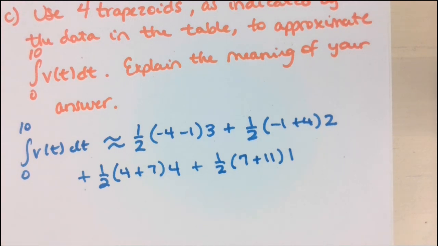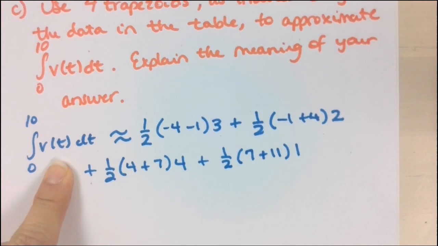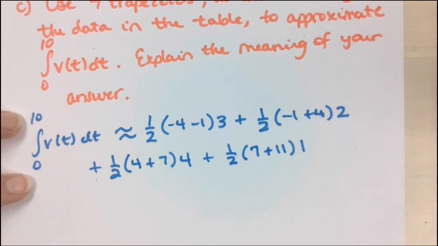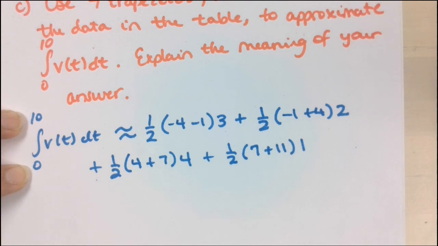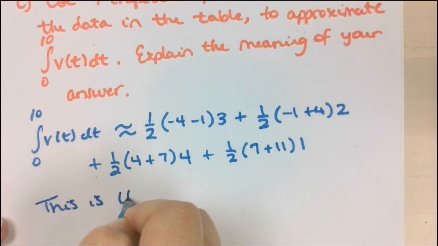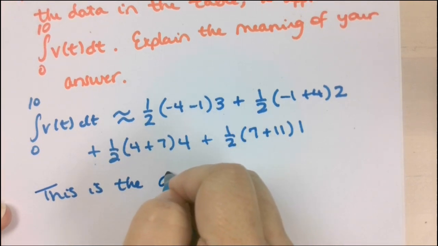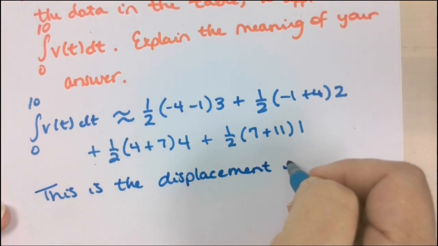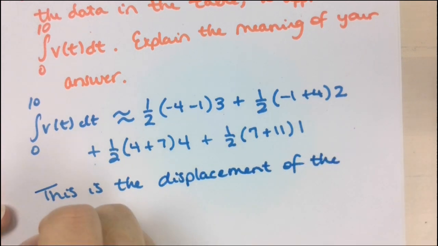Now explain the meaning of your answer. This goes back to those different expressions that I gave you for integrals of velocity. If I am just integrating velocity from 0 to 10, this is only giving me a change in position, which is displacement. So this is the displacement, or you could say change in position, of the particle.